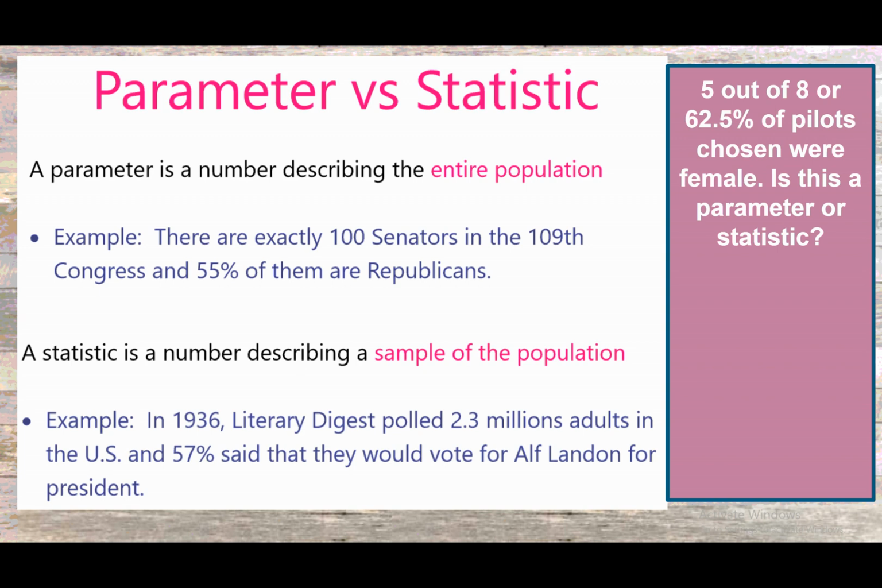Okay, so to the side there, it says 5 out of 8, or 62.5% of pilots that were chosen were female in our little example. Is that 62.5%, or the 5 out of 8, that proportion, a parameter or a statistic? It is a statistic. Why? Because it's a sample of what the overall was. Right, because we said that 5 out of 8 was a sample. The 62.5% describes that sample, so it is a statistic. Make sense? Any questions so far? Great.